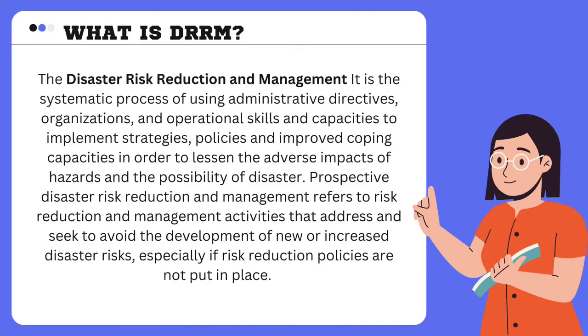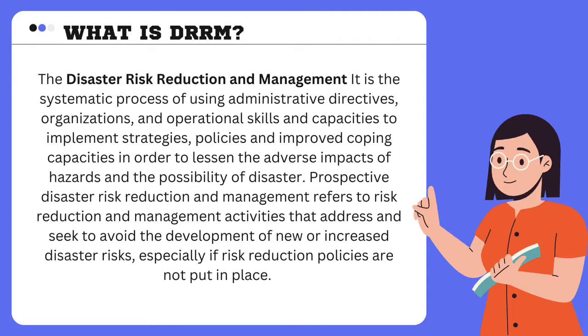What is the DRRM, or the Disaster Risk Reduction and Management? It is the systematic process of using administrative directives, organization, and operational skills and capacities to implement strategies, policy, and improve coping capacities in order to lessen the adverse impact of hazard and possibility of disaster.